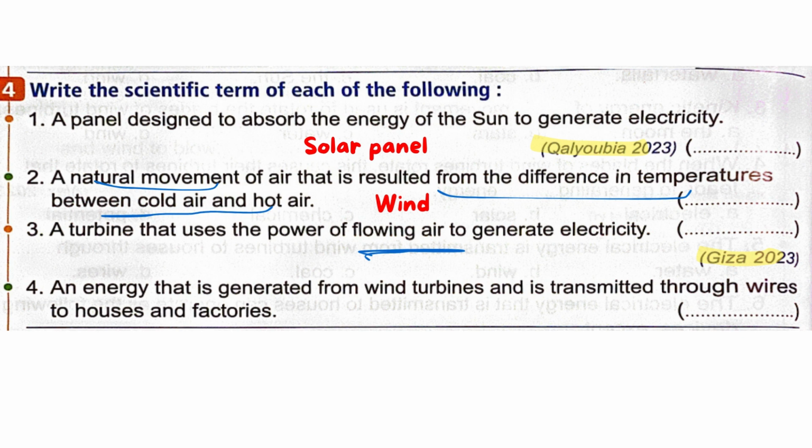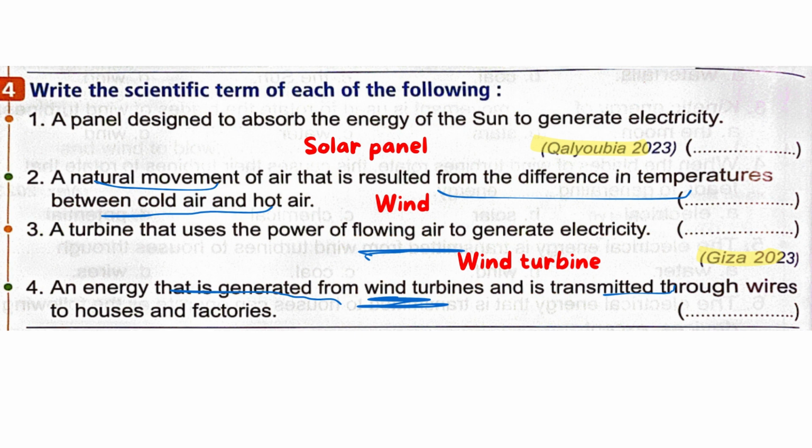Here we have another question. A turbine that uses the power of flowing air to generate electricity. Okay, here it's about flowing air. Keep focus and keep attention when you are reading the question, because here the question uses the words flowing air, as it can be the movement of air or flowing air. So a turbine that uses the power of flowing air to generate electricity is the wind turbine. So we will write here wind turbine.